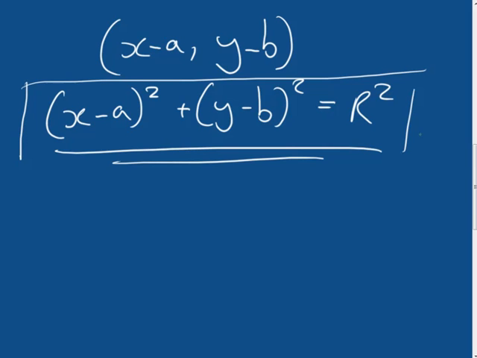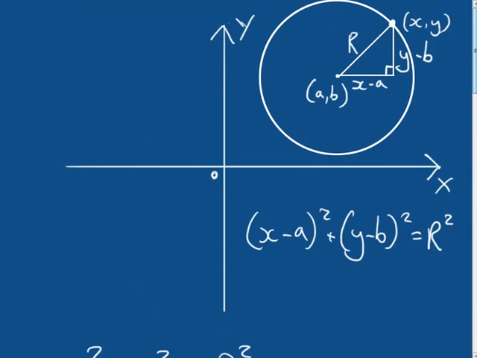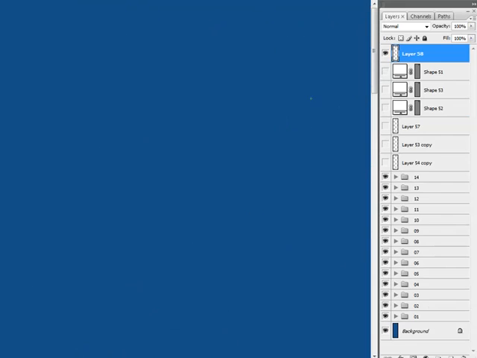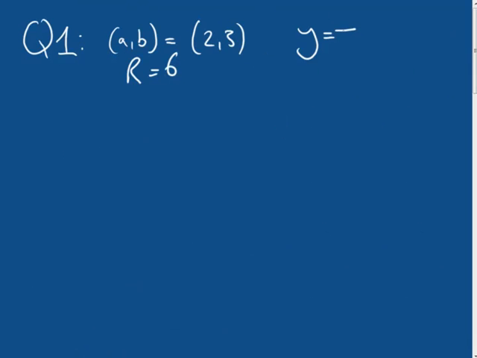So the first question, and I'm not sure if I'm going to have enough room here, so I am going to bring up a new whiteboard just to be safe. Our first question, question 1: I'm going to tell you that the circle is centered at (a, b) equal to (2, 3). This circle has a radius equal to 6, and there's a point on this circle that has a y-coordinate equal to 5. I'd like you to tell me the 2 possible x-coordinates that this point might have.